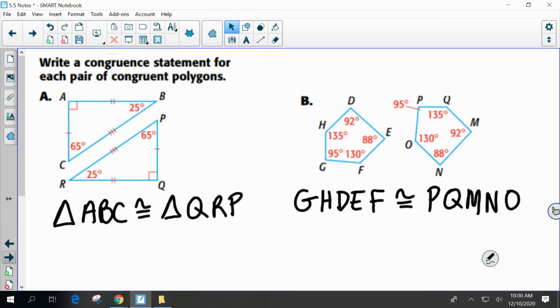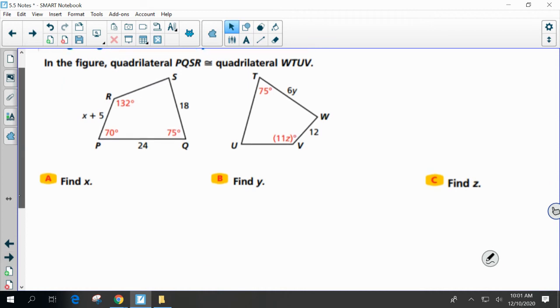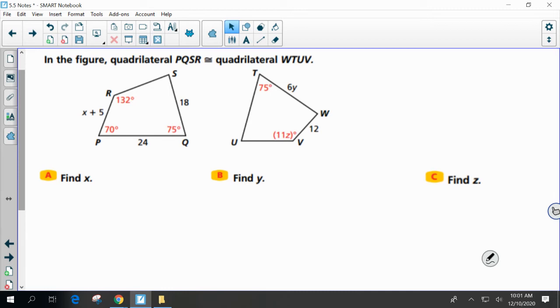Okay, so this is going to be important to pay attention to on the next problem because we're going to have to pay attention to what order the letters go in to know what sides match up with what. So now we're going to look at finding missing information. So solving for a variable that's missing. So it says that quadrilateral PQSR is congruent to quadrilateral WTUV. So that's going to be important to pay attention to.